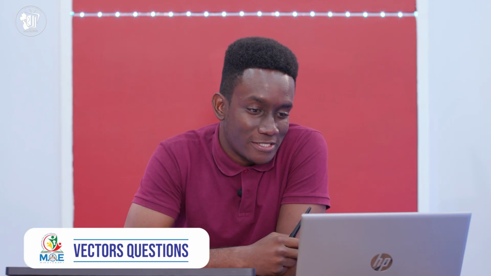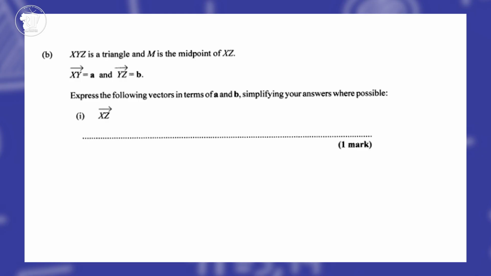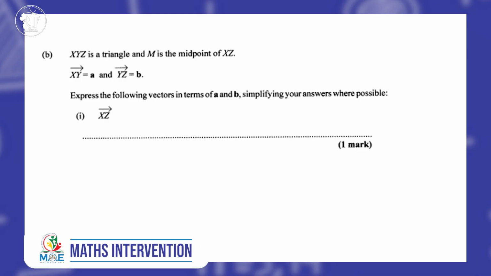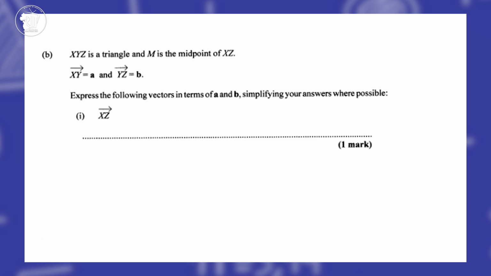In this video we'll be looking at vectors, another question on vectors. So let's head straight into this question. This question says XYZ is a triangle and M is the midpoint of XZ. The vector XY is equal to A and the vector YZ is equal to B. Express the following vectors in terms of A and B, simplifying your answers where possible.